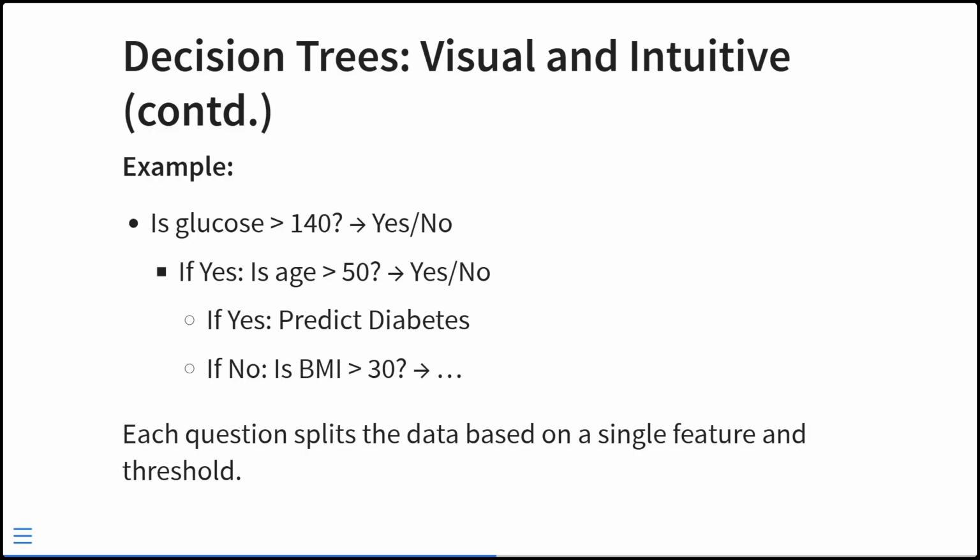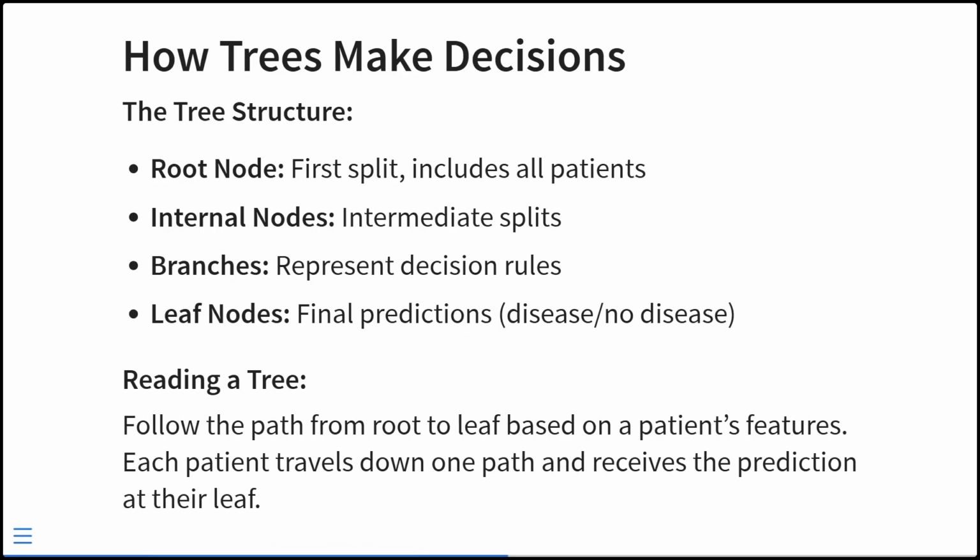Then we continue from that place. Since it's greater than 140, is the person greater than 50 or not? Since we know that elderly people are more susceptible to diabetes, if the person is greater than 50, we also continue from there. Do they have diabetes or not? So this is how a decision tree actually works. We start with various questions and we split the data based on a single feature and threshold.